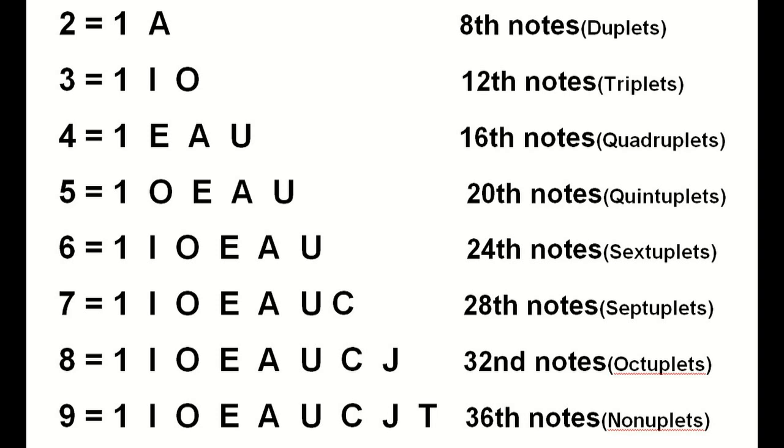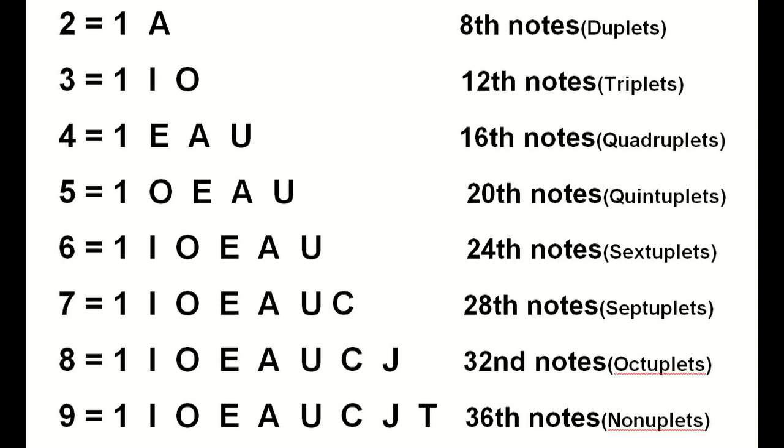32nd notes, octuplets, 1 I O E and a CJ, 1 I O E and a CJ, 2 I O E and a CJ, 3 I O E and a CJ, 4 I O E and a CJ, 1 I O E and a CJ, 2 I O E and a CJ, 3 I O E and a CJ, 4 I O E and a CJ.